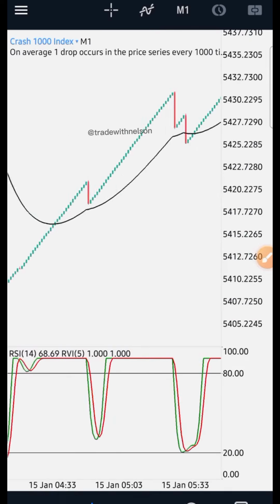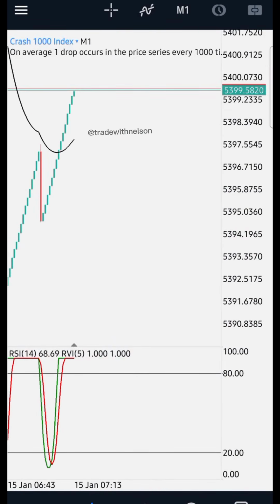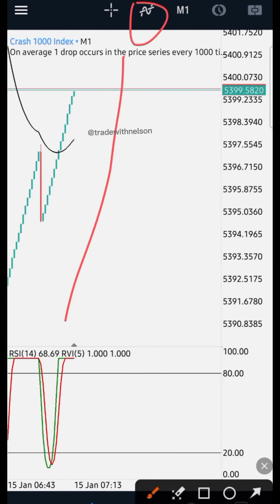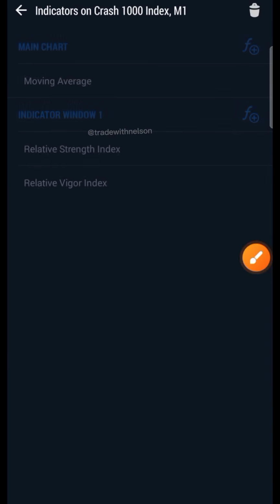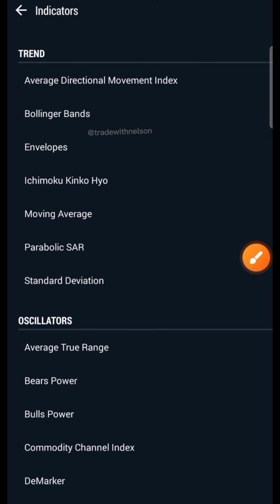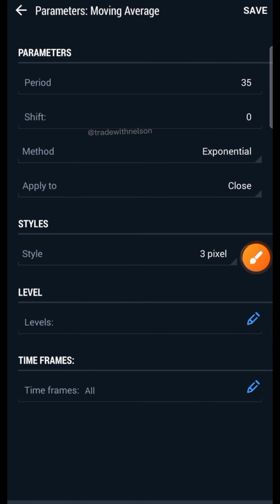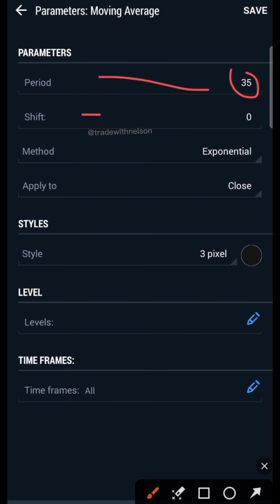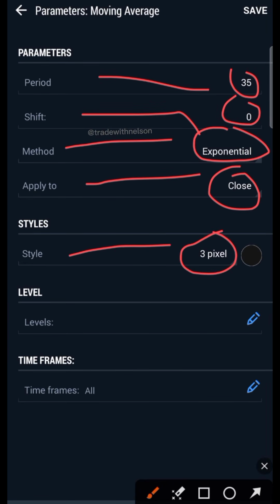So now let me show you the settings to this indicator and set up your chart. First thing you do is click on this indicator icon over here. Like I said, I have 3 indicators: moving average, relative strength index, and relative vigor index. To select the moving average, first click on the F icon on the main chart. Once you click on that, you make your period 35, shift 0, method exponential, apply to close, style 3 pixels, select a color of your choice and click on save.